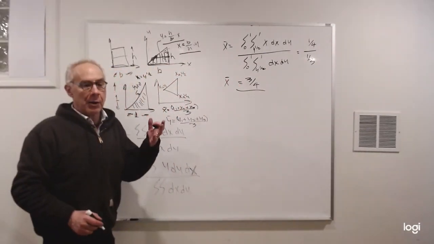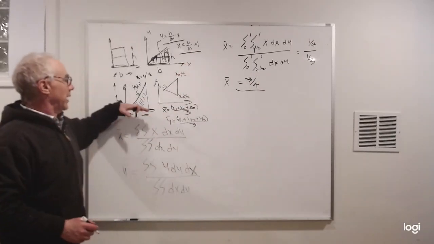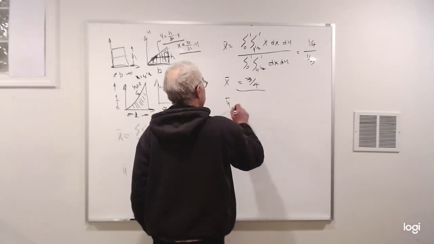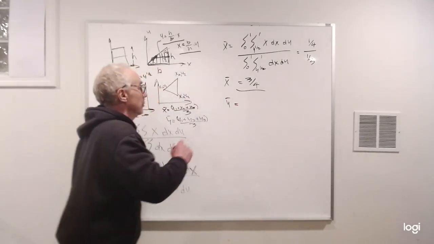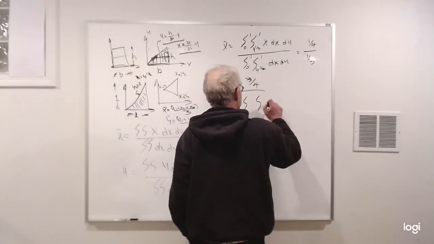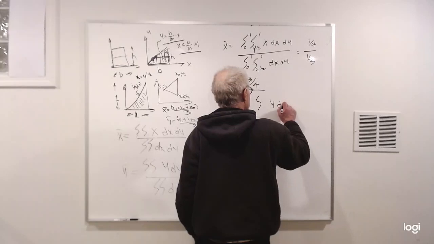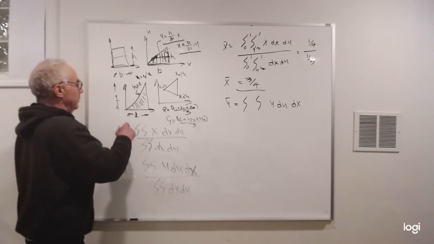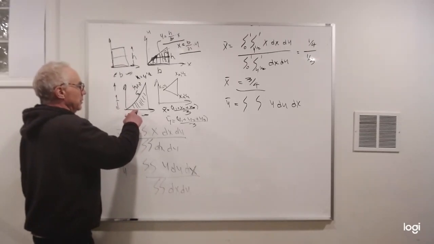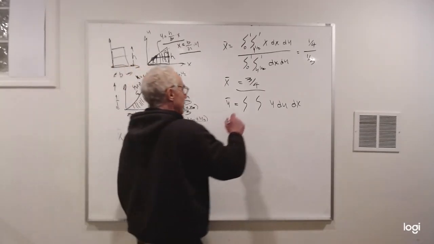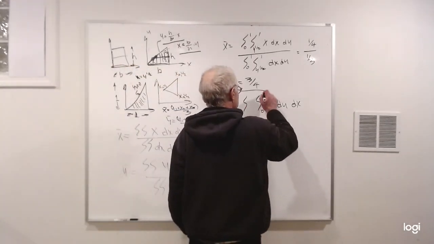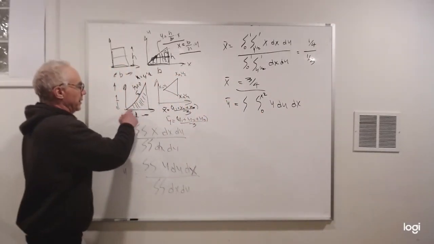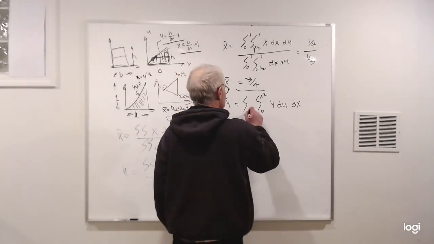But what I want to show you now is how we do the same principle to evaluate the y centroid. The y centroid is the same thing, but in this case, we're going to write it a little differently. I'll write the integral like this, y dy dx. The first integral is going to go from 0 up to y equals x squared. And then x is going to go from 0 to 1. So that's how we do it.